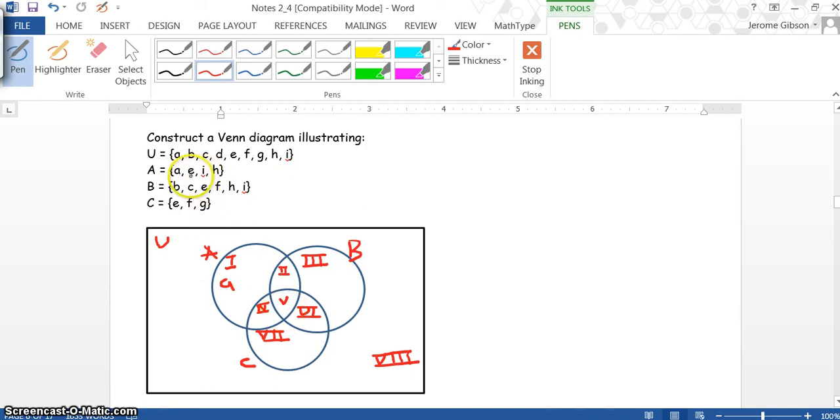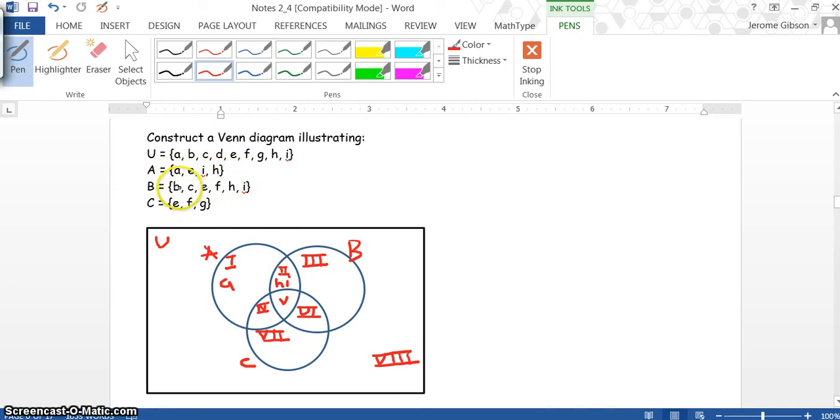Now let's go to the next letter. Let's take a look at I. I is in both A and B. So we look here where A and B overlap, and we put in I. Now we look here at H. H is in A and B as well. So it's H and I in region 2. So now that takes care of all of A.